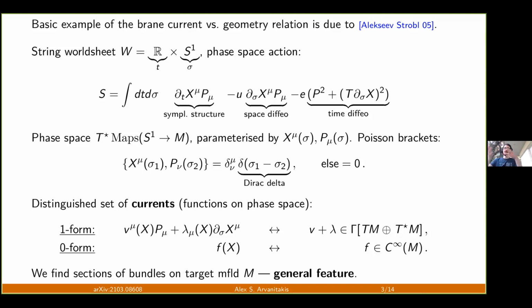So you take your Nambu-Goto string and then you introduce momenta. All of this is in phase space. So instead of having second order equations of motion in position space, you add momenta and then you have first order in time equations of motion. And then you get an action like this. We're only going to care about the first term here, which basically is the symplectic structure of the phase space.